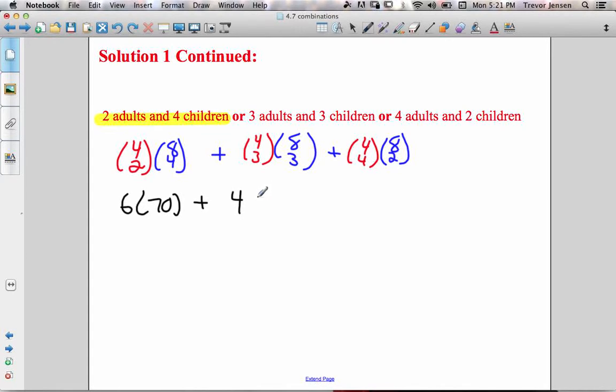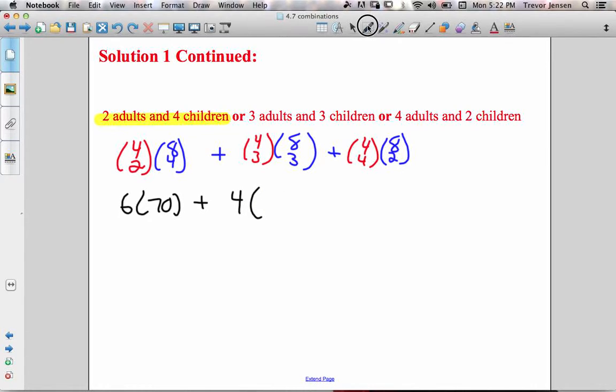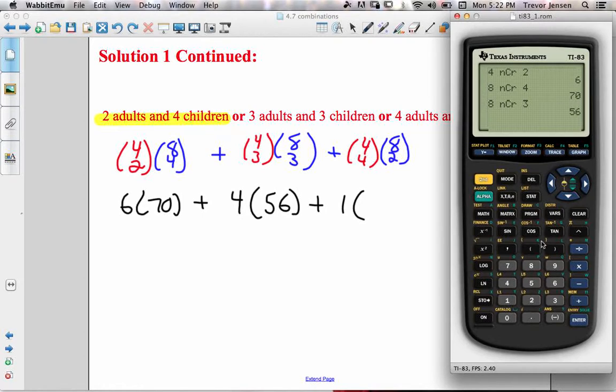I'll just go ahead and do that without typing it in. And 8 choose 3. 8 choose 3 will give me 56. Plus 4 choose 4 is 1. Well, how many different groups of 4 could we make from 4? Well, there's only one way we could do that. And 8 choose 2. 28.